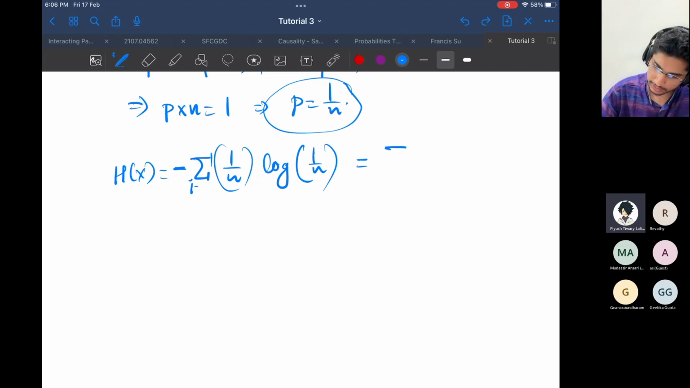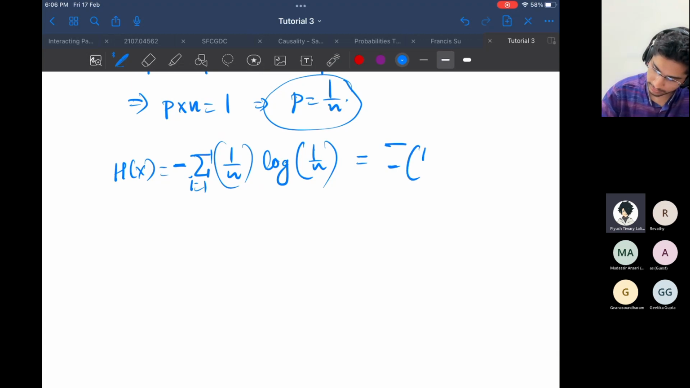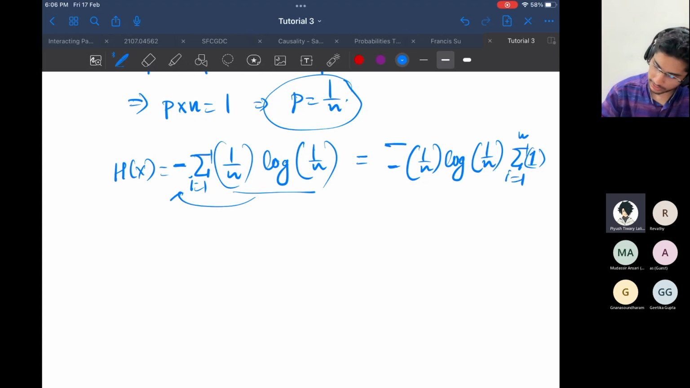So I can write something like this. So what will it become? Negative 1 by n log 1 by n summation i equal to 1 to n 1. There is nothing but 1 here, right? Because I have taken everything outside. So I can take this negative sign inside the log. What will it become? Log of 1 by n, I take the negative sign inside. So minus 1 will come here and it will become log of n, upon n into summation of 1, i equal to 1 to n.